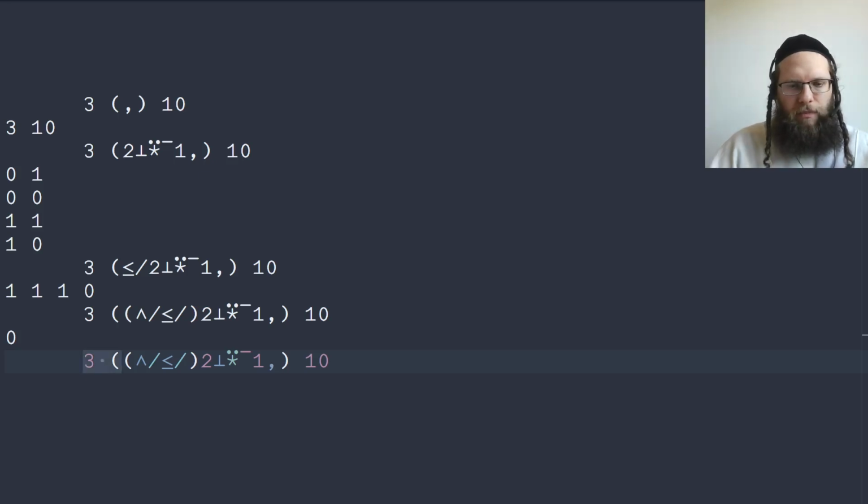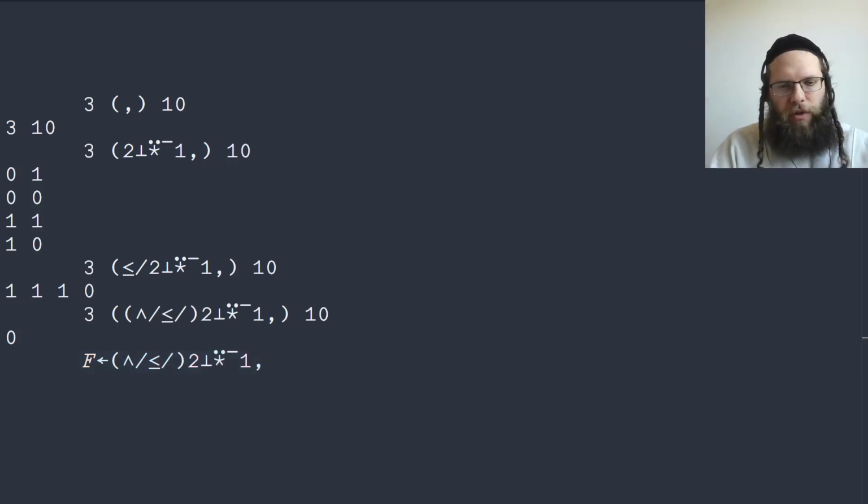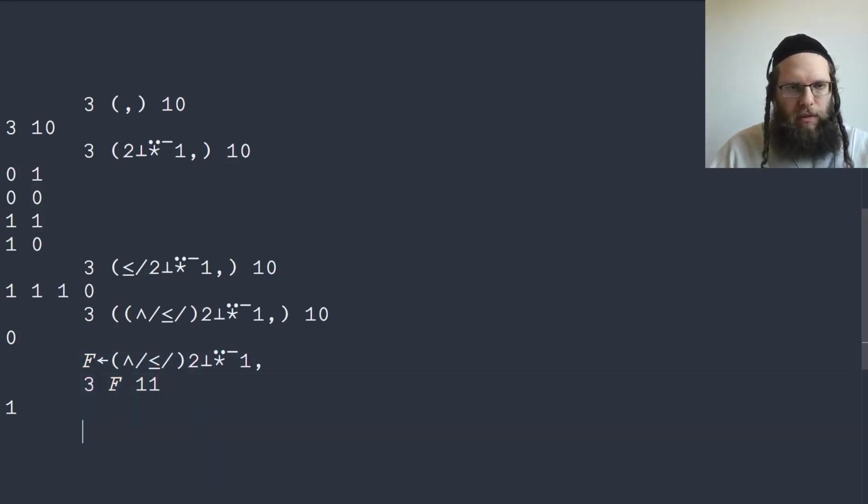Okay, this is our solution. Let's give it a name. And now we can try it. Is 3 met in 11? Yes, it is. And that's because 11 is just like 10, but with an extra 1 bit at the end. So both of these required bits are met.